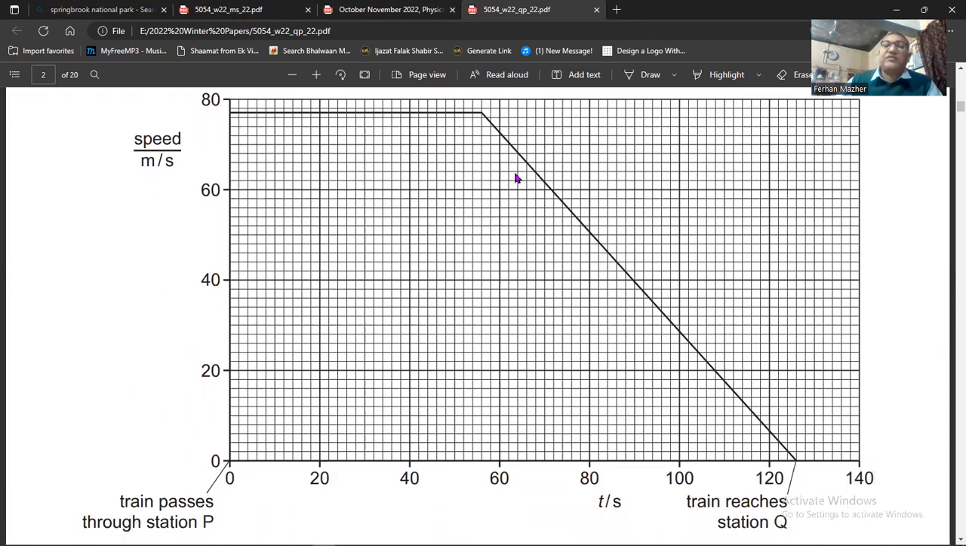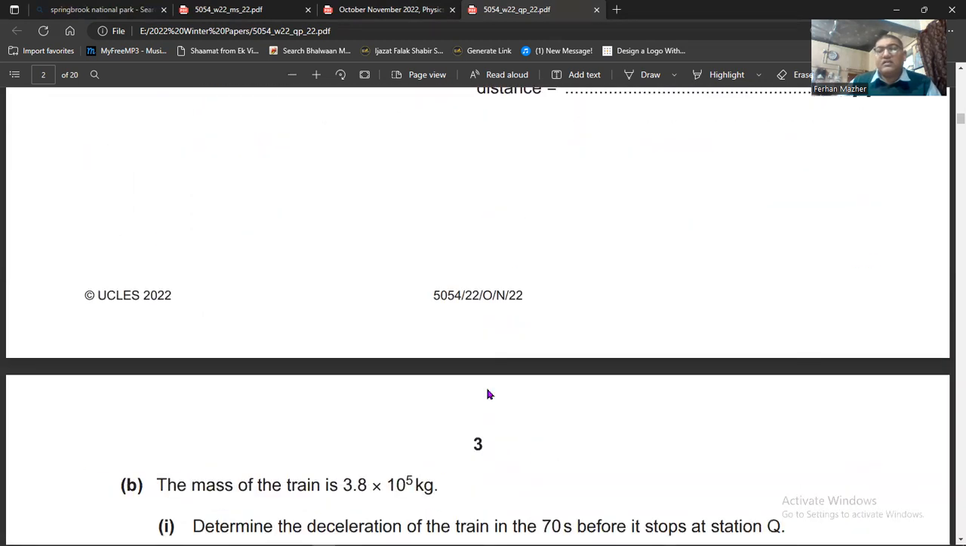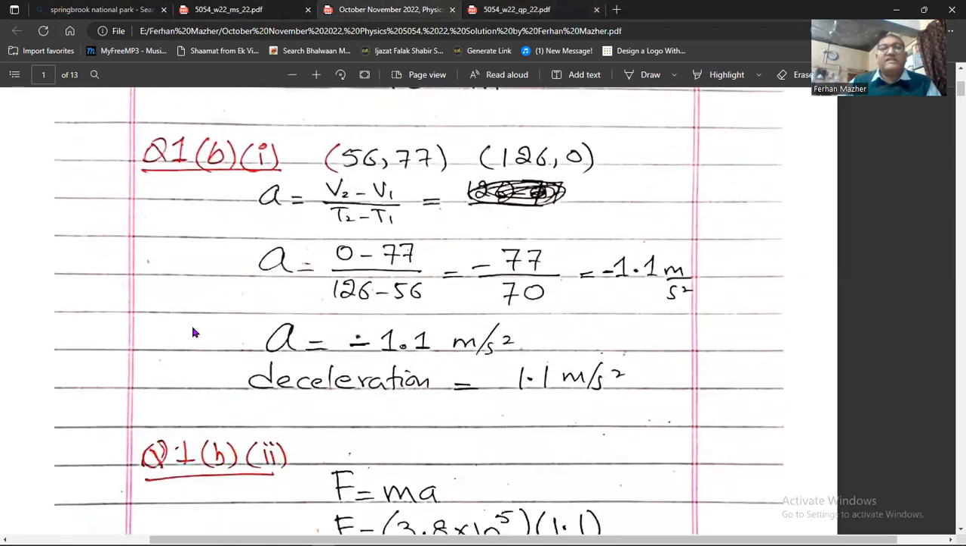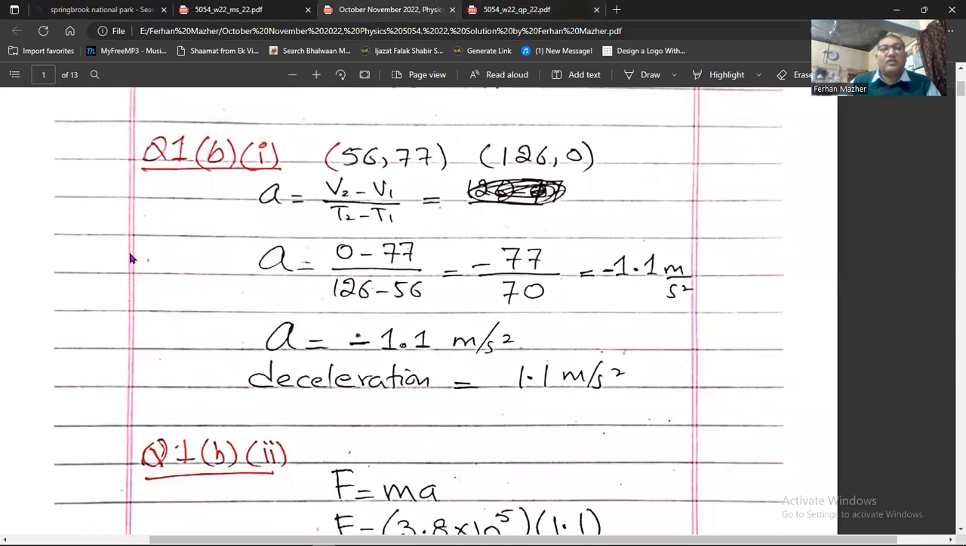In the speed-time graph, the gradient is equal to the acceleration or deceleration. So I note down the coordinates of this point. This is 56, 77. I know this point. And this is, I think, 126, 0. Okay. So just note down 2 points on that line which is coming down on the speed-time graph: 56, 77 and 126, 0. Find the gradient.